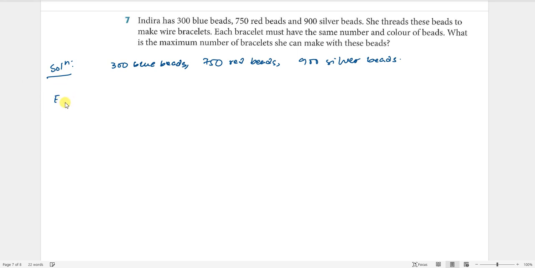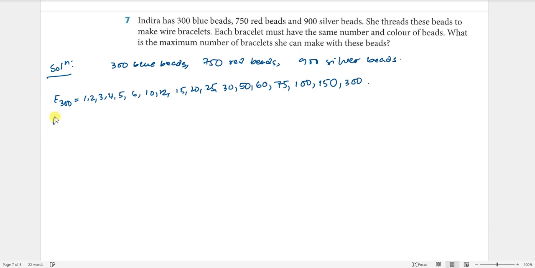So we have to find the HCF. First we find the factors of 300: 1, 2, 3, 4, 5, 6, 10, 12, 15, 20, 25, 30, 50, 60, 75, 100, 150, 300.